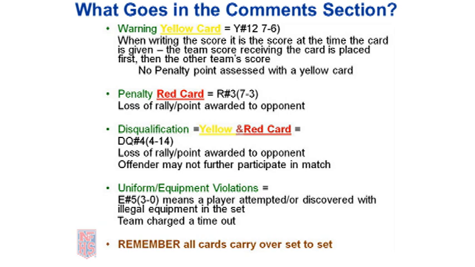Uniform or equipment violations: E, number 5, means E for equipment, and number 5 attempted or was discovered in the set wearing illegal equipment. This will also mean the team is charged an unnecessary delay using one of their timeouts. Remember that penalties for equipment and uniform violations and cards for unsporting conduct carry over from set to set.